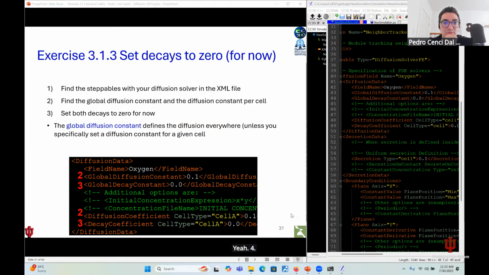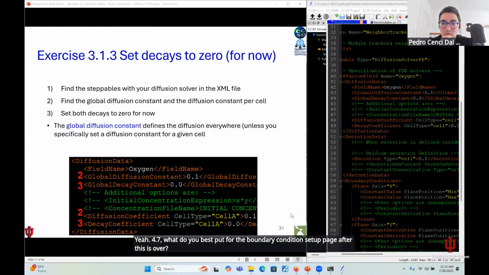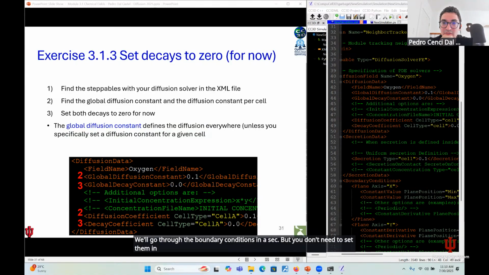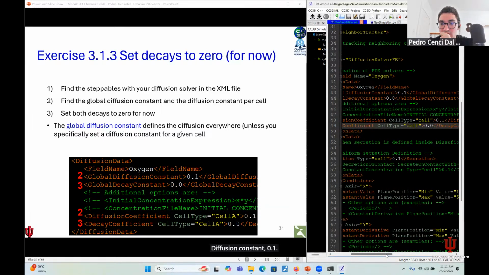4.7, what do you best put for the boundary condition setup page after the solver? We'll go through the boundary conditions in a second. But you don't need to set them in the wizard. You can wait for the exercise. We are going to change it on the code. Diffusion constant 0.1 here, 0.1 global, 0.1 cell, and then 0 decay. Do we have diffusion inside the cell? Yes, we have diffusion inside the cell.